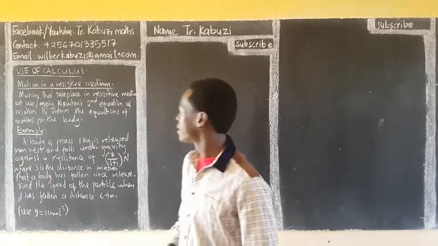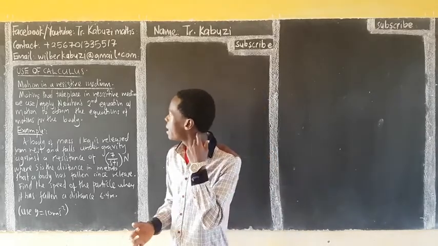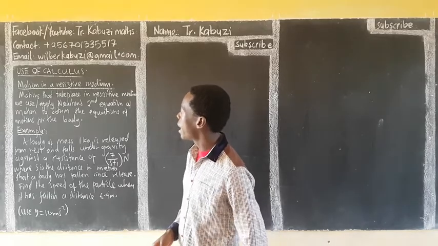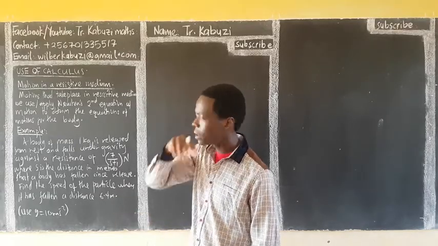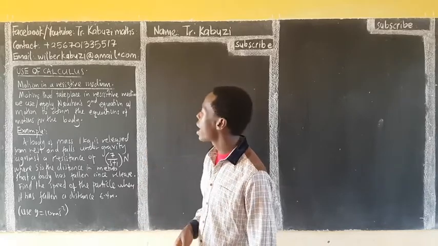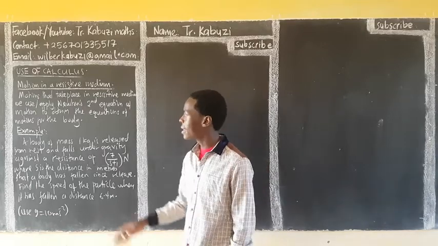Okay, now members, let us see how we deal with motions in resistive media. For motion that takes place in resistive media, we apply Newton's second law of motion to obtain the equations of motion. Whenever there is a falling body going down, we use Newton's second law. For example, let us see this example.